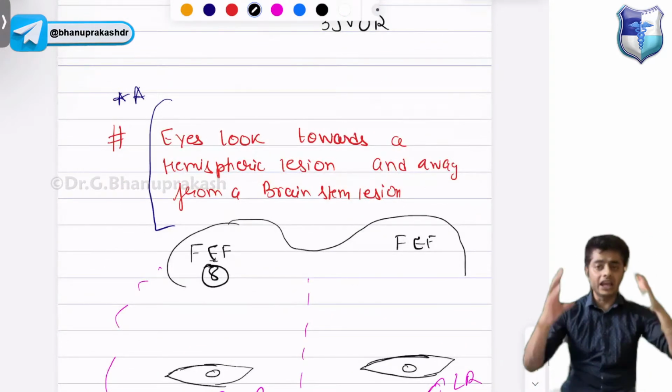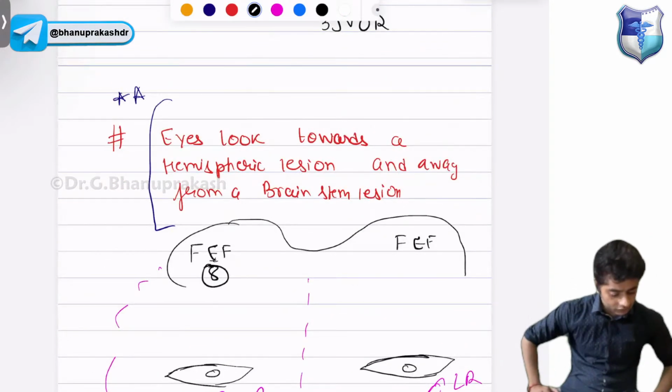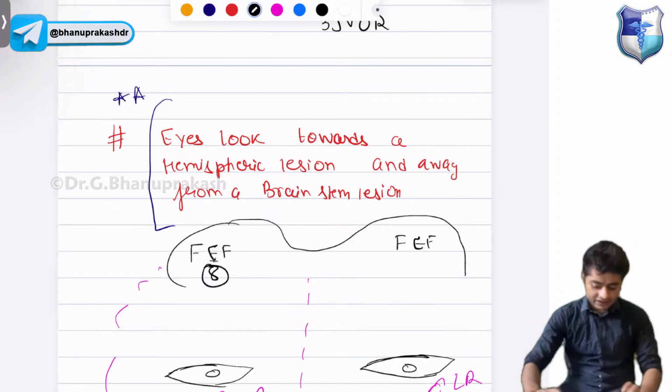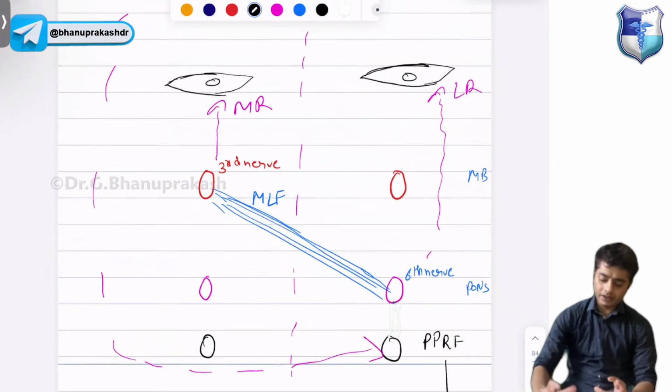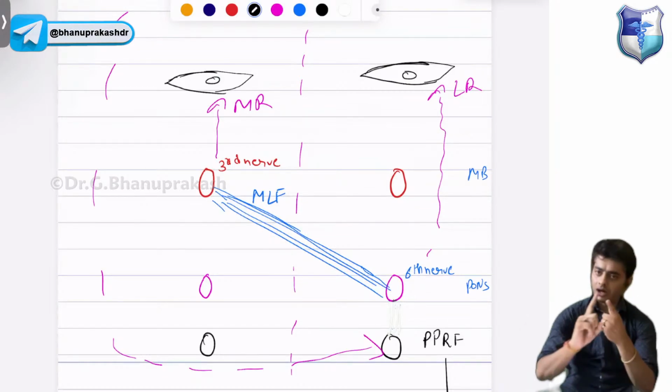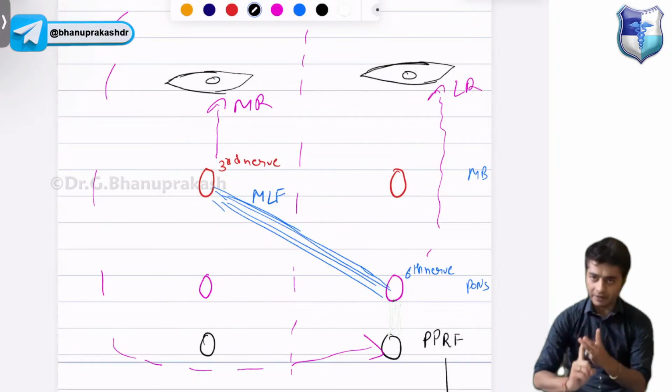सबको एक कंसेप्ट समझ में आ गया कि if there is a... See, I will tell you again. See this diagram again. There are three nuclei: third nucleus, sixth nucleus, and there is PPRF.